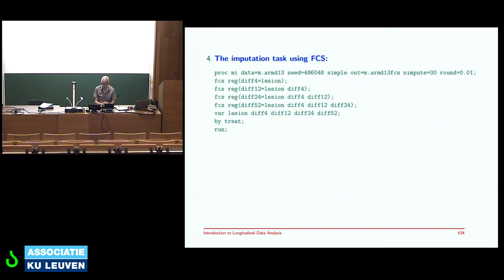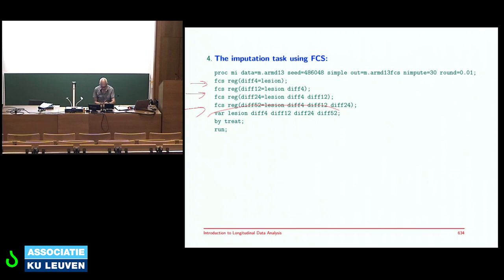Then comes the imputation task again, but now using FCS, for example. So here you see how it works. It's easier to see how FCS works in an example than it is in abstract generality. So we start by saying we build a regression model of diff4 on lesion. And after that, we regress. So we progress through the sequence. We regress as time progresses, diff12 on diff4 and on lesion, and finally diff52 on diff4, diff12, and diff24.